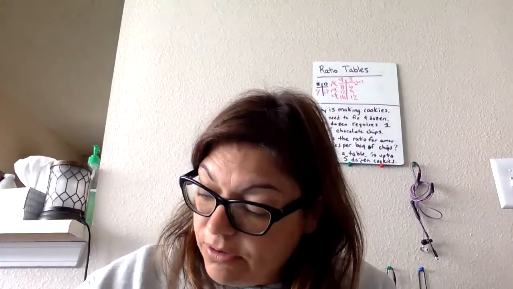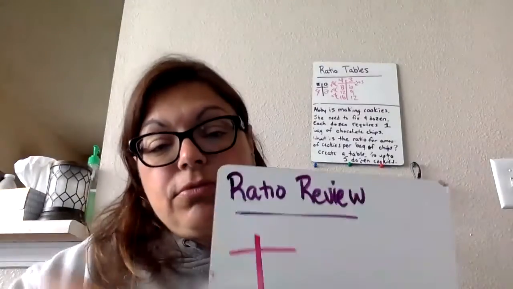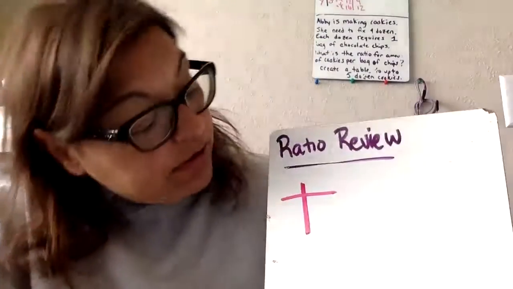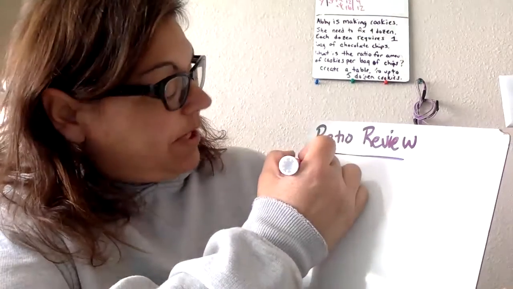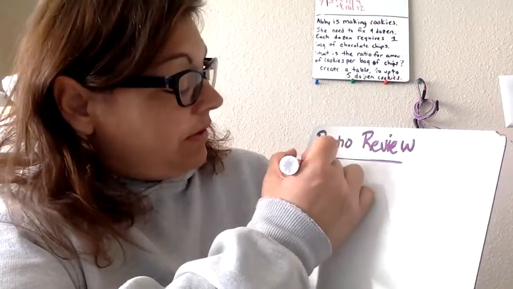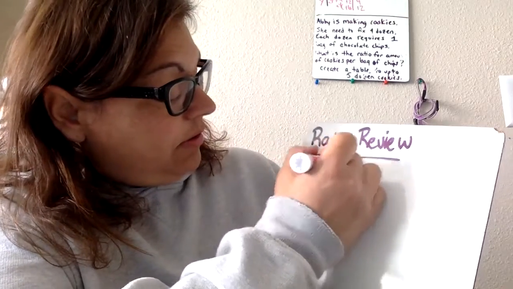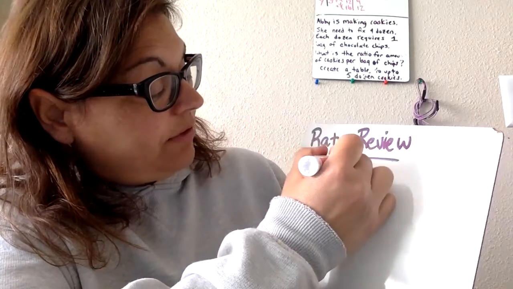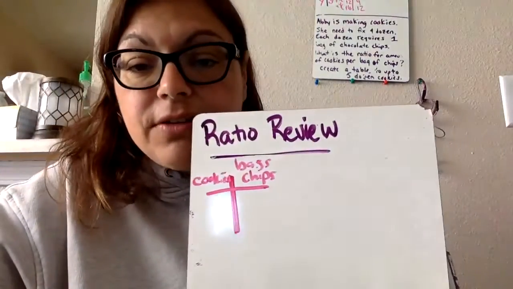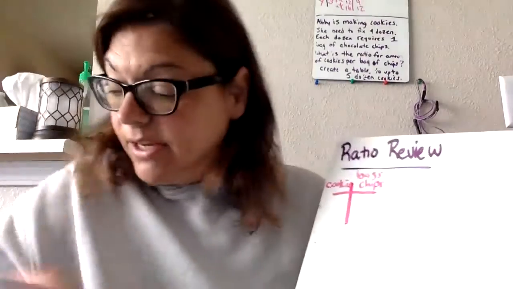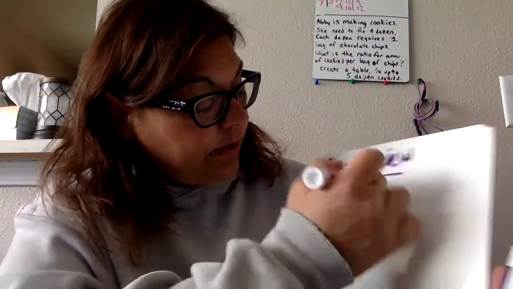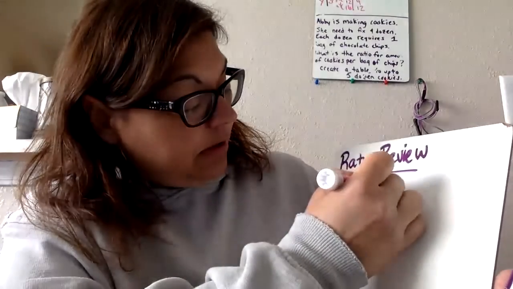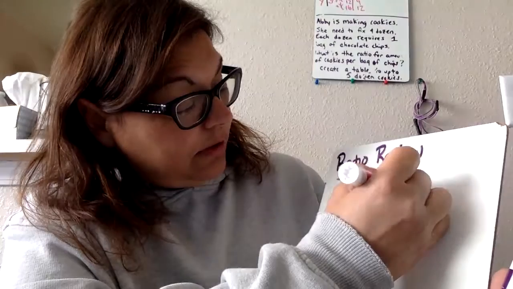Feel free to do this in your math notebook. So our ratio would be cookies. It says amount of cookies to bags of chips. So cookies to bags of chips. I need to make this a little bigger because I don't like how little that is. So we have cookies and bags of chips.